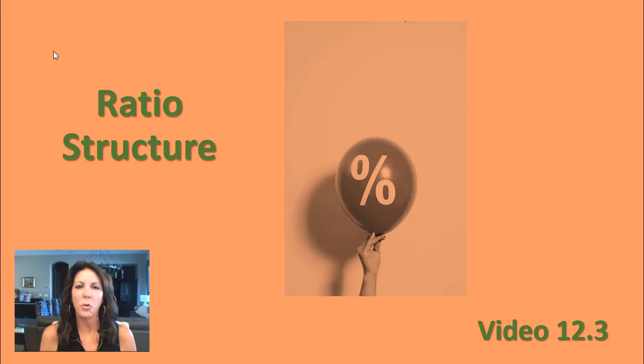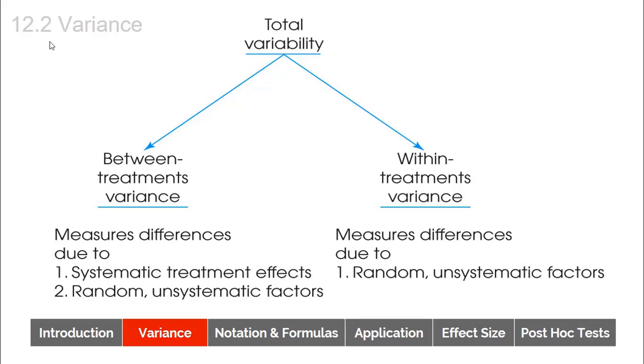In this video, I'll go over the ratio structure for the F statistic. Yes, the F statistic is actually a ratio. Let's take a look. And probably the best way to look at this is by looking at this graph.